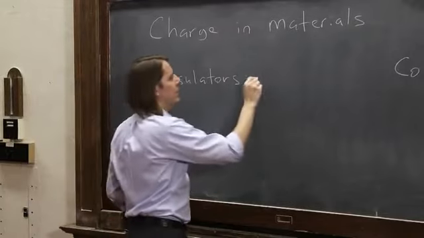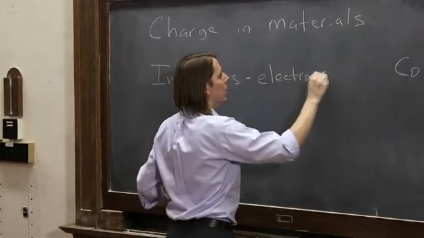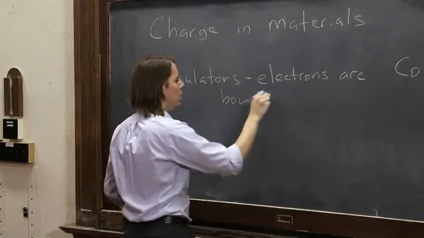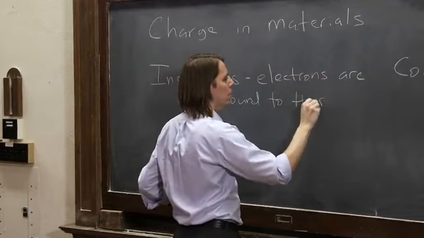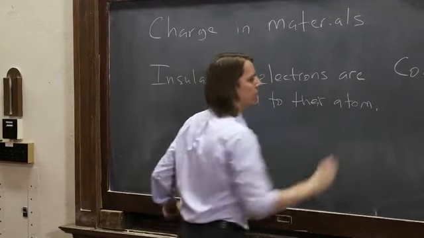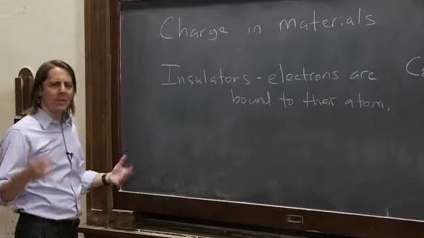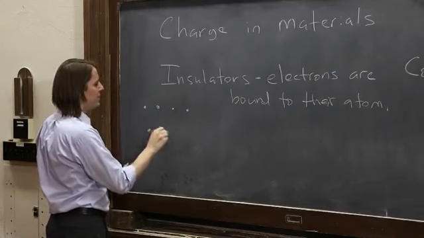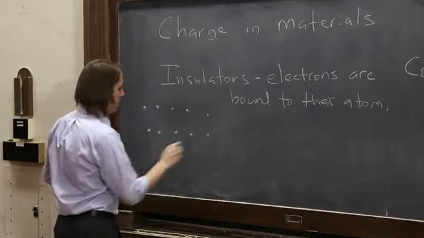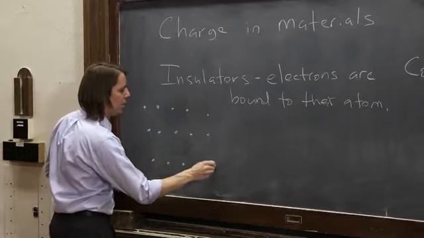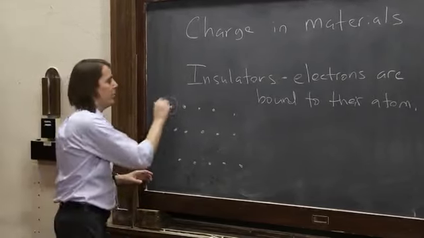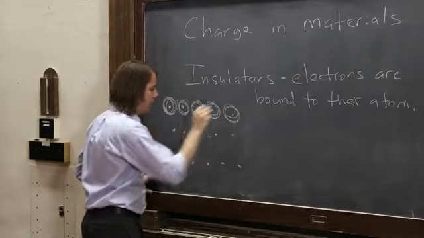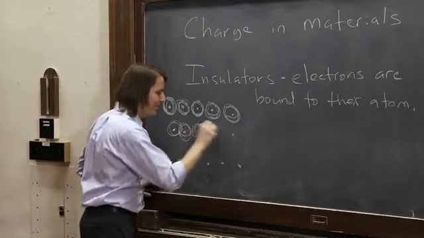Basically, all you need to know is that the electrons are bound to their atom. They're not free. So if we think about the inside of an insulator, we could imagine that the atoms, the nuclei of the atoms, are arranged in some way, maybe like this. And the electrons are stuck with their atom. So they're going around in a cloud like that, and they can't leave. And I've drawn way too many of them.